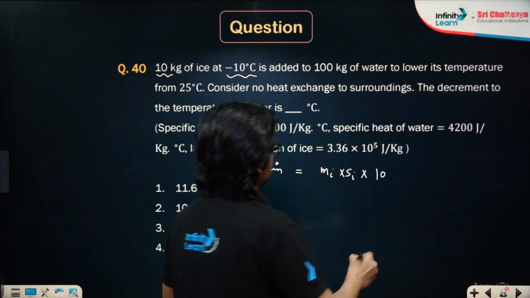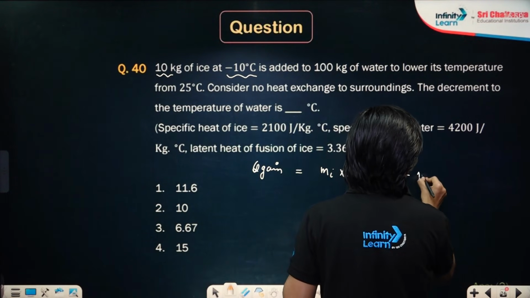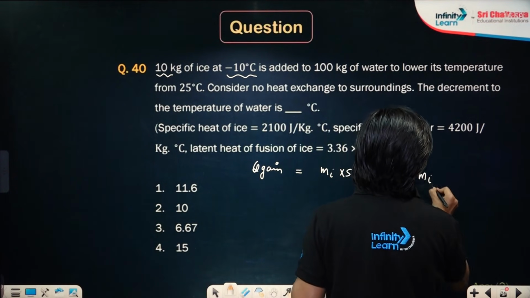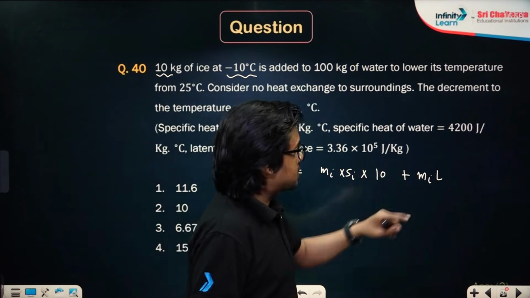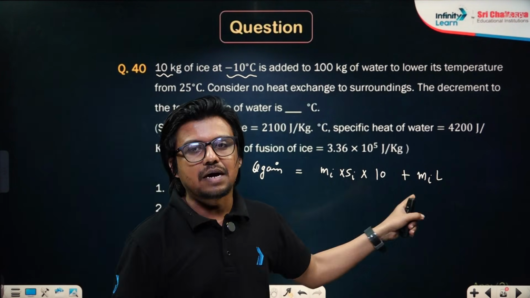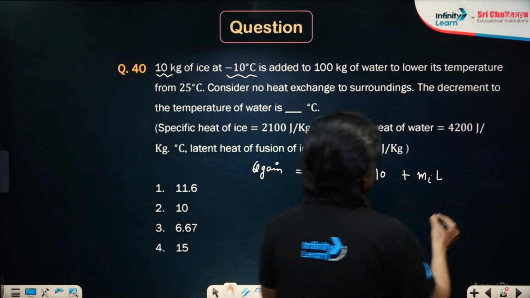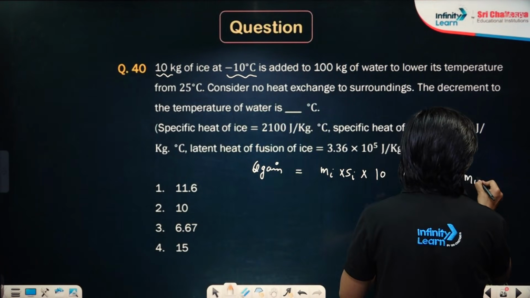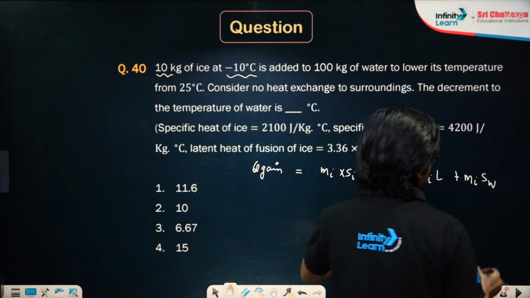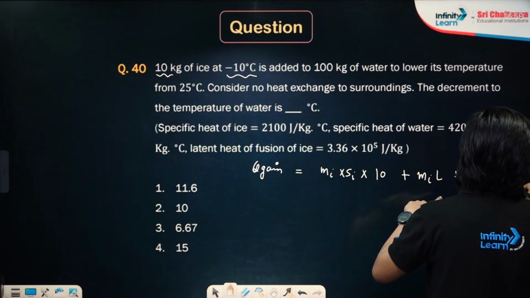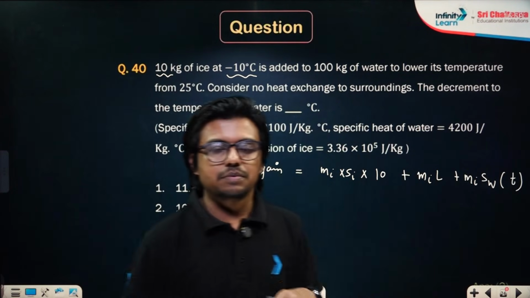Plus another term will be there. Now the ice will start changing its phase, Mi into L. Now it is changing phase, the temperature is 0 degrees Celsius. Again the temperature is increasing, it becomes Mi into SW now. Now it has become water. T is the final temperature, suppose.